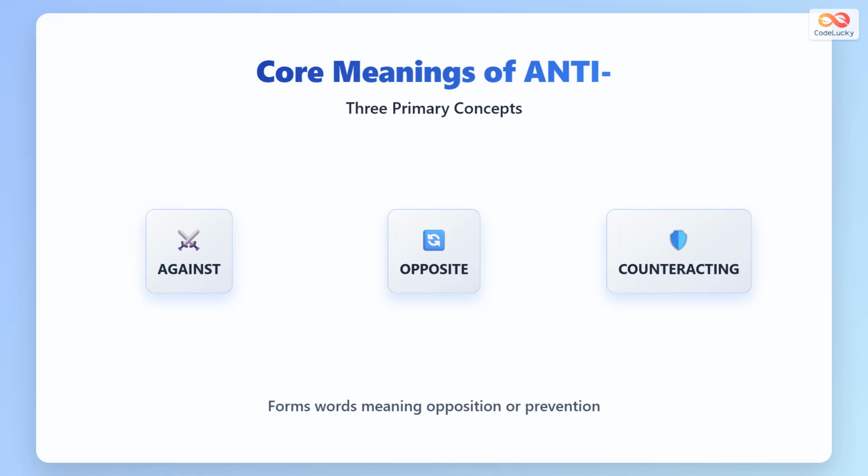Anti-dash has three main meanings. First, against, like fighting something directly. Second, opposite, meaning completely different direction or nature. Third, counteracting, which prevents or blocks something from happening. Every anti-word fits one of these three ideas.